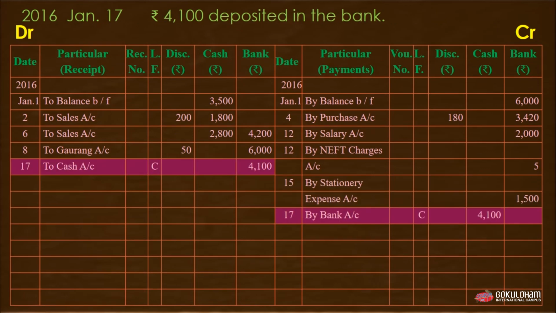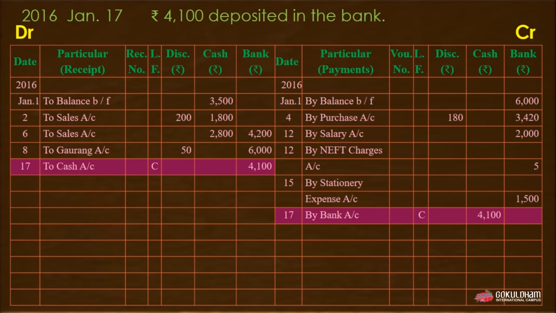Now the next transaction is January 17. For rupees 4,100 deposited in the bank. Deposited in the bank, it means cash balance decrease or bank balance increase. Okay, so this transaction is a contra transaction. So this transaction recorded at the both sides, debit side and credit side.